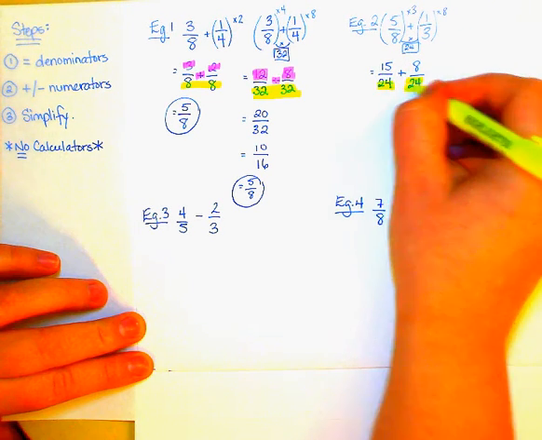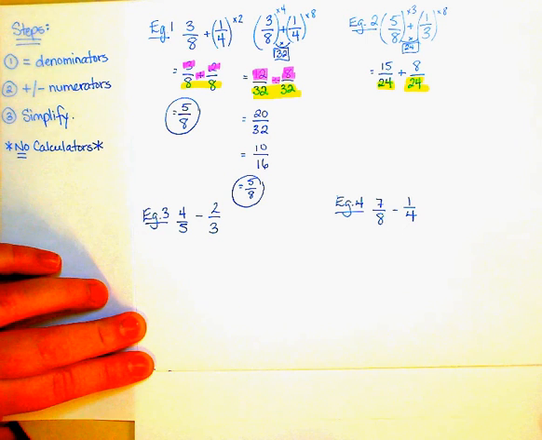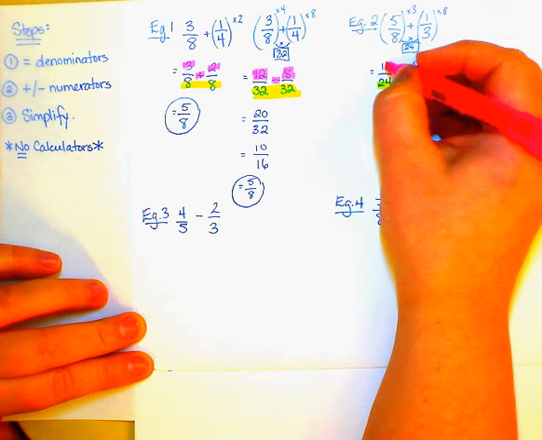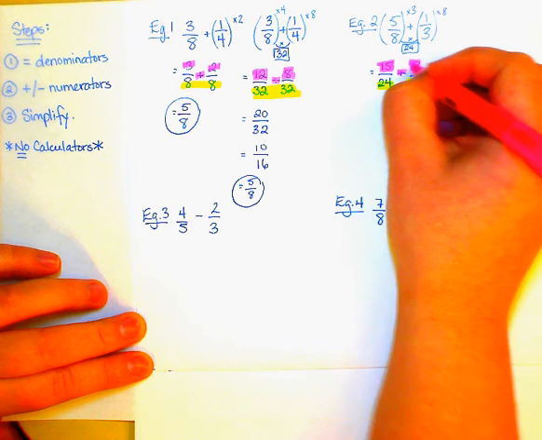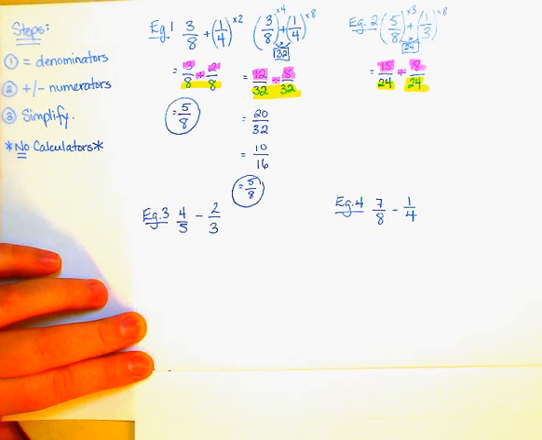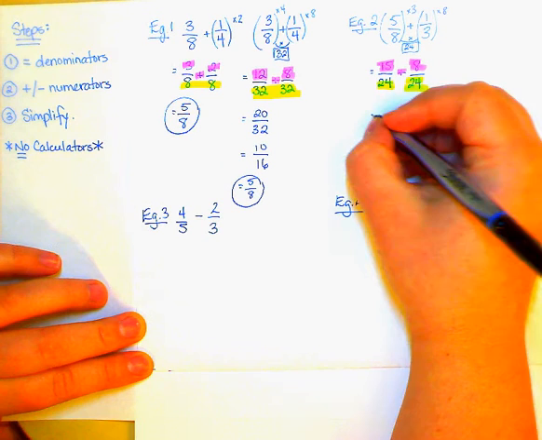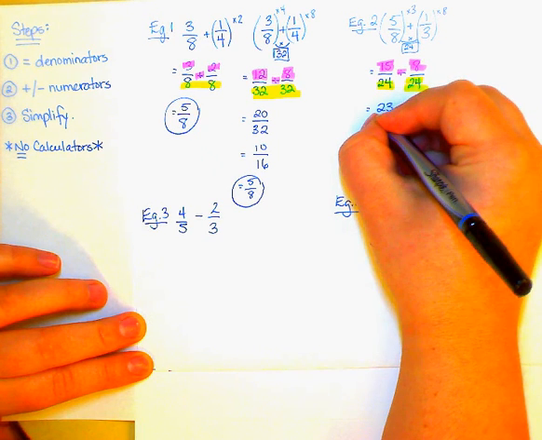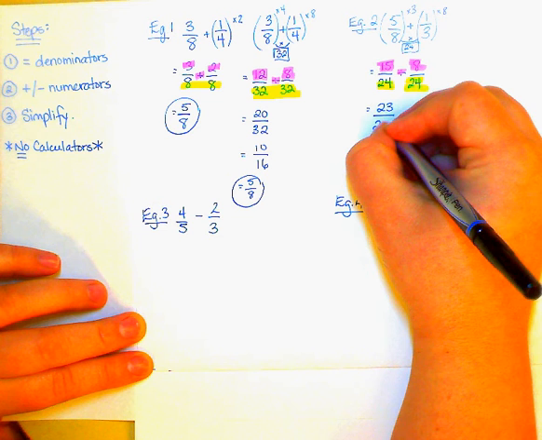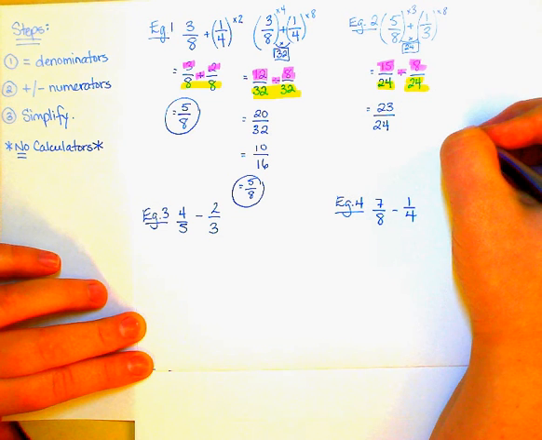Now, my denominators are the same. They're equivalent. So now I can move on to step number 2. I can add my numerators. So 15 plus 8 gives me 23, and my denominator stays the same, so it is 24.